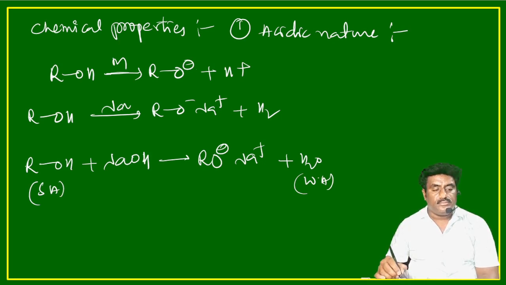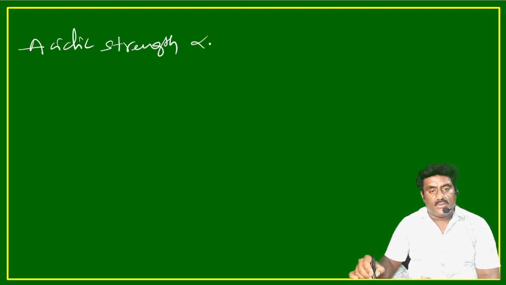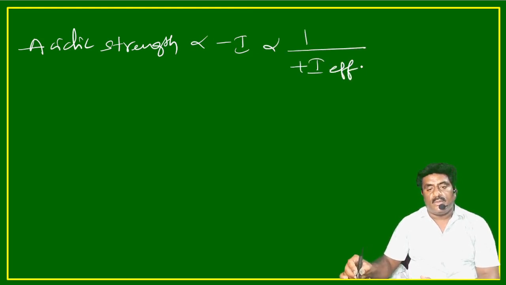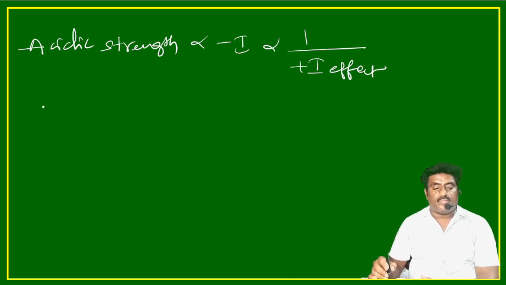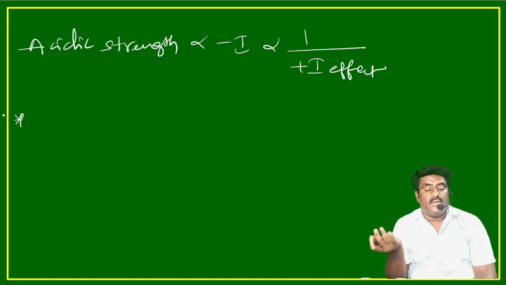Next, acidic strength is directly proportional to the negative inductive effect and inversely proportional to the positive inductive effect. If alcohols are acidic in nature, the reaction with metals forms metal alkoxides and releases hydrogen gas. Alcohols behave like acids when the OH bond is cleaved.